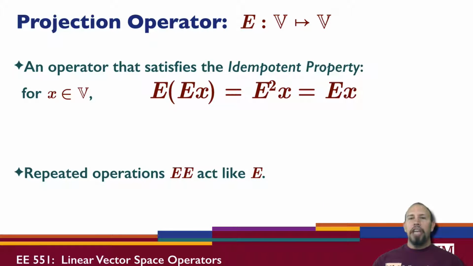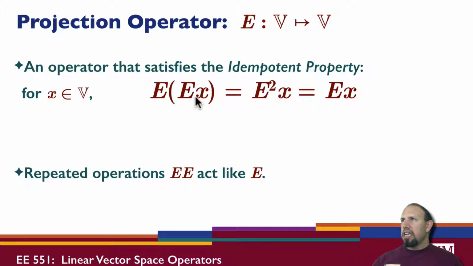All right, projection operator. This takes something from a vector space and maps it back into that same vector space, so again the input and output spaces are the same. A projection operator satisfies what is called the idempotent property. I have E that operates on some X in the vector space. That gives me something back in the vector space, which I can then operate on again. I can write it this way, E squared, and this is the result.